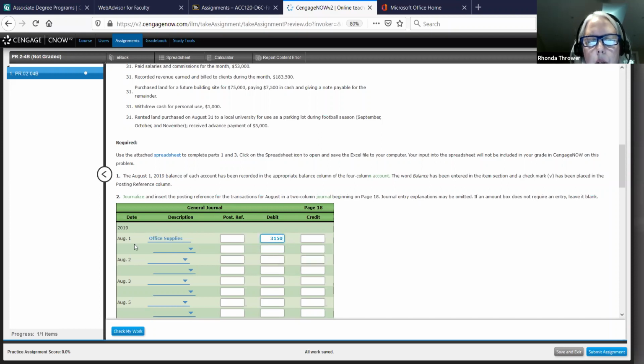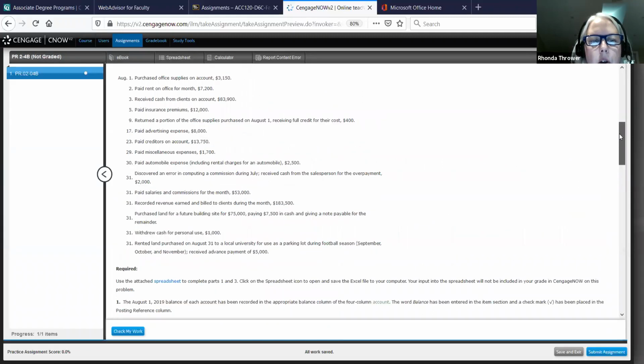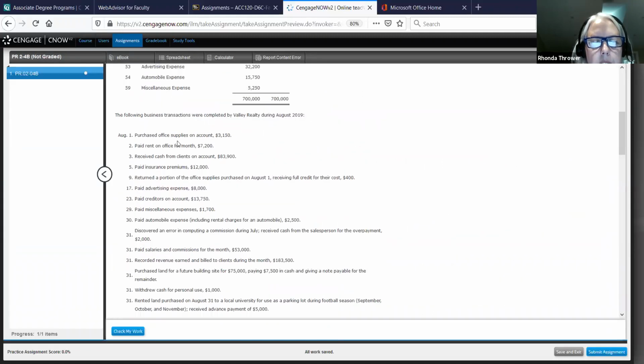I'm not through with the August 1st transaction until I have at least 1 debit and 1 credit. So I know that my credits are on the second line of the transaction. In other words, always put your debit on the first line of the transaction, like we did to office supplies. Read your transaction carefully. Answer some questions about this transaction.